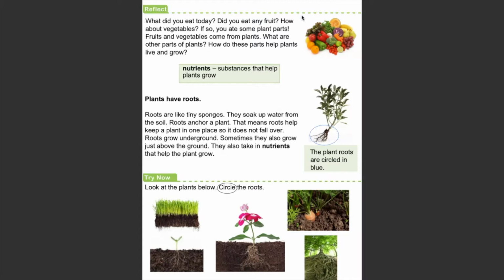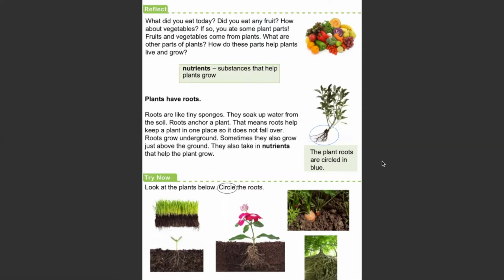Nutrients, substances that help plants grow. Plants have roots. Roots are like tiny sponges. They soak up water from the soil. Roots anchor a plant. That means roots help keep a plant in one place so it does not fall over. Roots grow underground. Sometimes they also grow just above the ground. They also take in nutrients that help the plant grow. The plant roots are circled in blue.